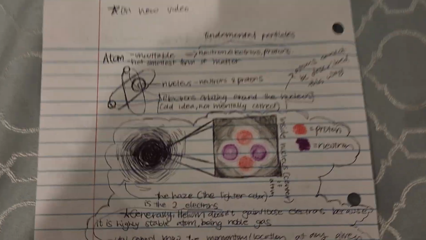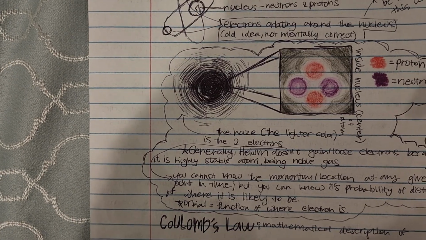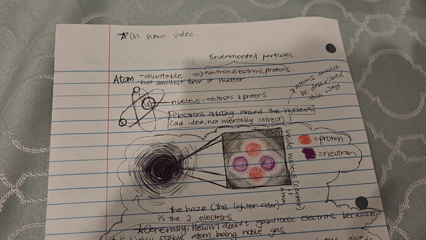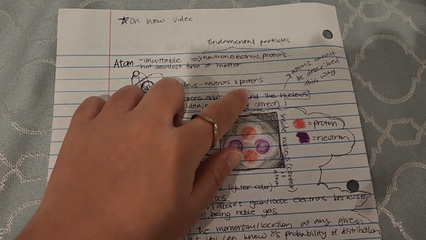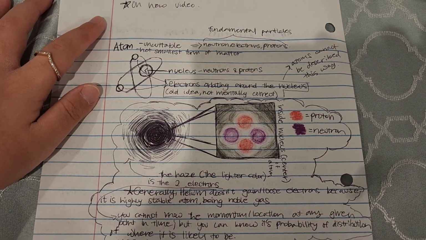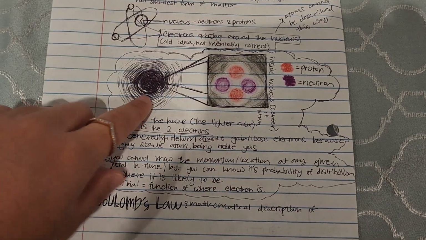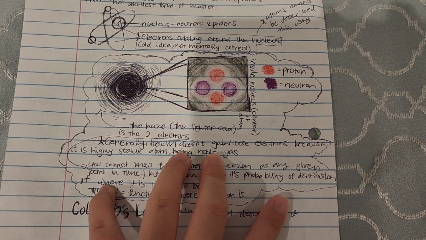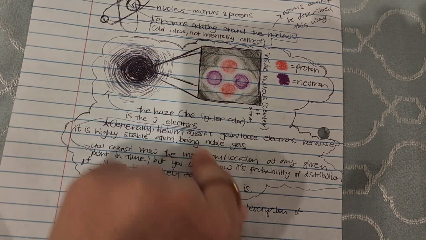This is on a new video. Atom means uncuttable, but it is not the smallest form of matter. It is made of neutrons, electrons, and protons, which are the fundamental particles. The nucleus has neutrons and protons in it. The electrons are orbiting around the nucleus, but this is not the truth. It cannot be described this way. So as you can see here, I drew a graph. So these are the protons and the neutrons. As you can see, there are 2 of each. They are inside the nucleus, the center of the atom.